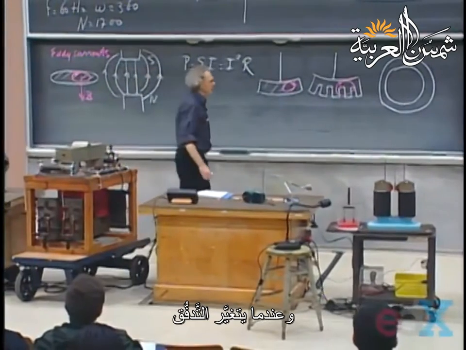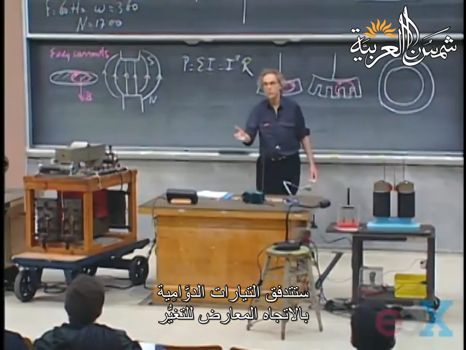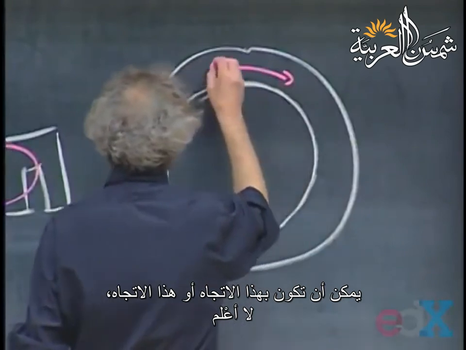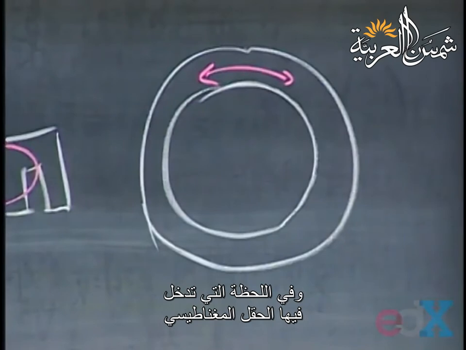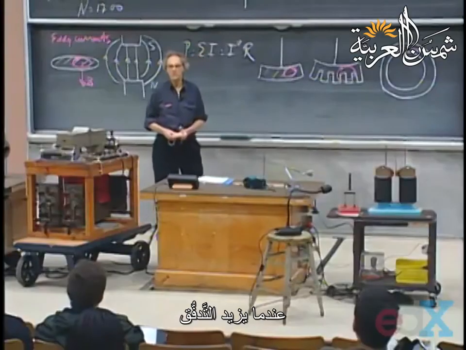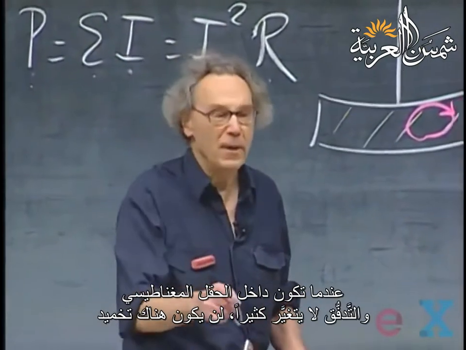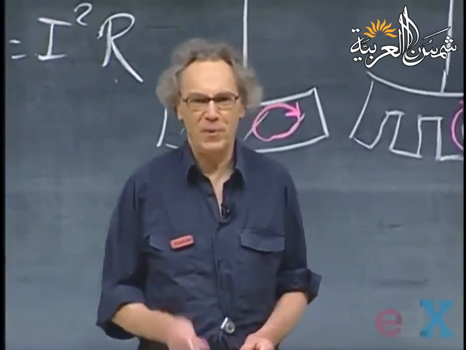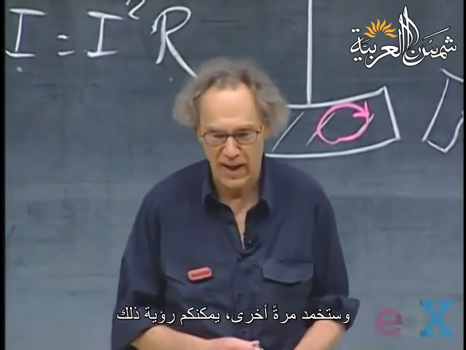And as the flux is changing, the eddy current will flow in such a direction that it will oppose the change. It could either be in this direction or in this direction, I don't know, but it will flow to oppose the change. And so as it enters the magnetic field, when the flux is increasing, it will be damped. When it is in the magnetic field and the flux is not changing very much anymore, there will be no damping. But when it comes out of the magnetic field, the flux is changing again through the circuit, it will be damped again, and you can see that.